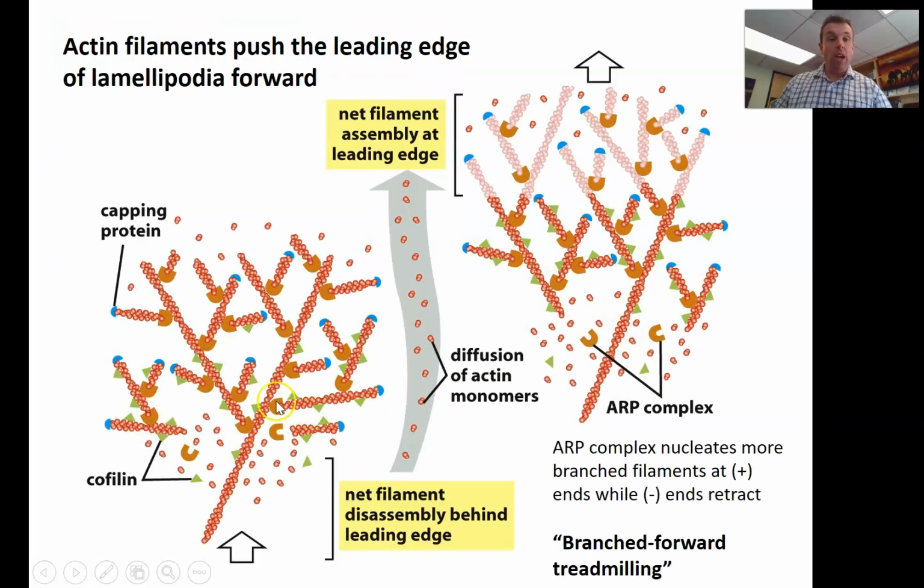Well, ARP2/3, remember, nucleates actin filaments. And so as we're growing, we want to nucleate new actin filaments rapidly at the leading edge. And ARP2/3 also nucleates them at these 70-degree angles. And in doing so, all of the plus ends end up facing the same direction, but kind of at these angles, 70-degree angles. So that gives us the branched treadmilling. Right? And then we can depolymerize behind it.